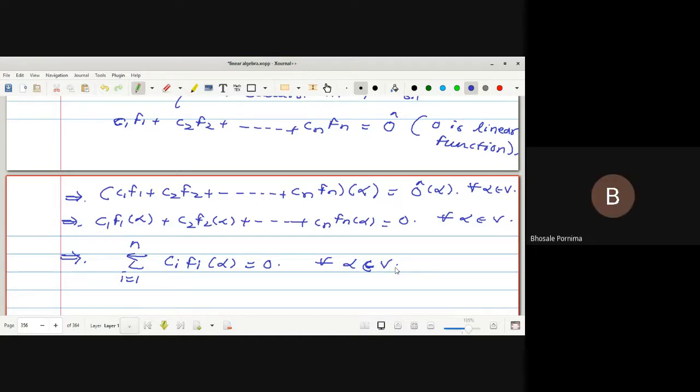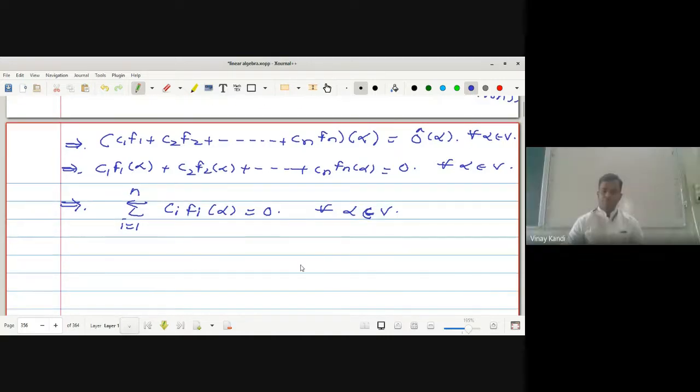No, sir. For all alpha belongs to V, this is true for each and every element of V. Okay, but we know that the B is what? Alpha 1, alpha 2, up to so on alpha n. This is a subset of V. So alpha 1 belongs to V, alpha 2 belongs to V, alpha n also belongs to V.